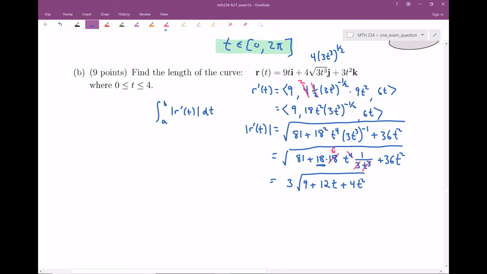You can argue, why are we doing all of this simplification? Well, we need to remember our next step is to integrate this thing. So I'm going to be integrating from a to b, in this case 0 to 4, of the magnitude of the derivative of our parameterization. So that's going to be my 3 root 9 plus 12t plus 4t squared dt.